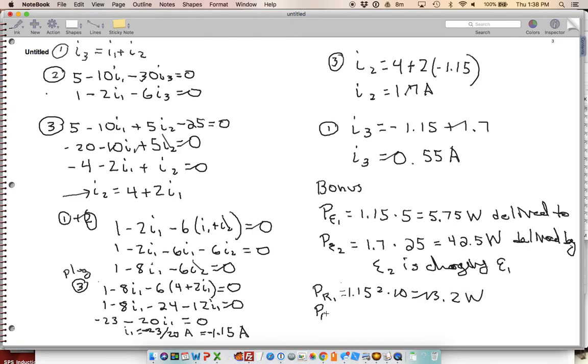PR2. I squared is going to be 1.7 squared times 5. This is I squared R, so 10 ohms for R1 and 5 ohms for R2. This now is 14.5 watts. And PR3 equals 0.55 squared times 30. And so that's going to equal 9.1 watts. And that's it.